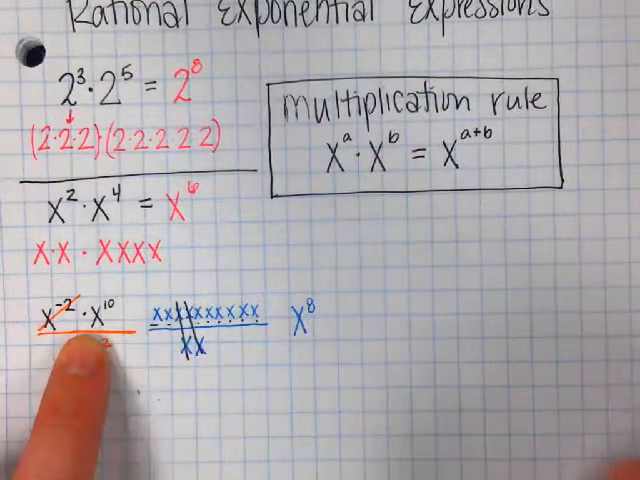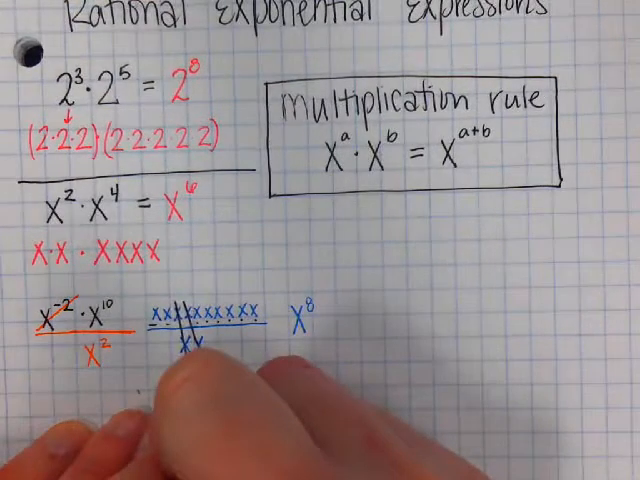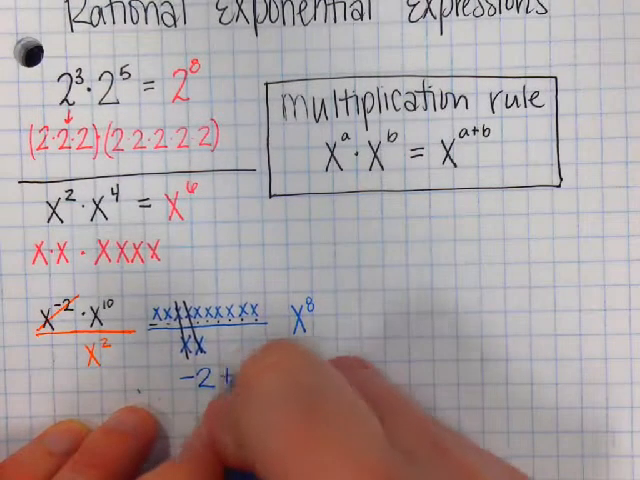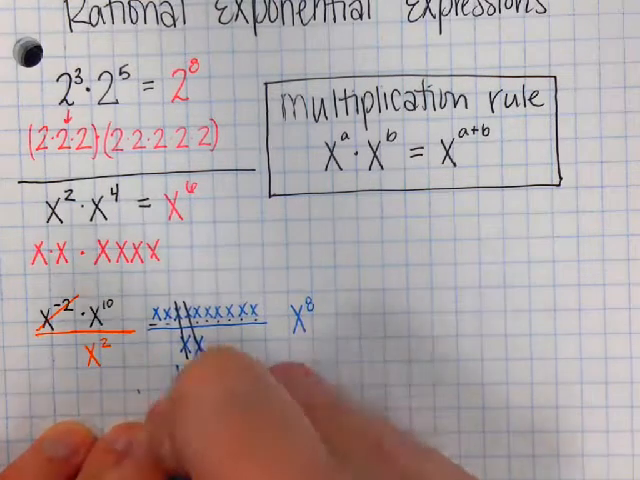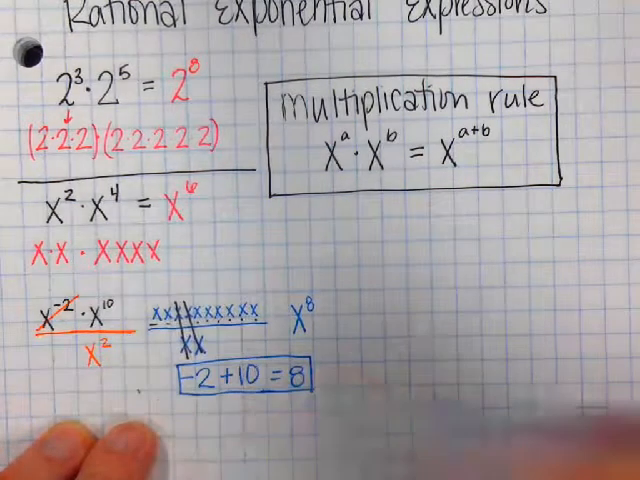Now, if we follow this same rule here, since it's x to the negative 2 times x to the 10th, you can just do negative 2 plus 10, which equals 8, and that would be your exponent.